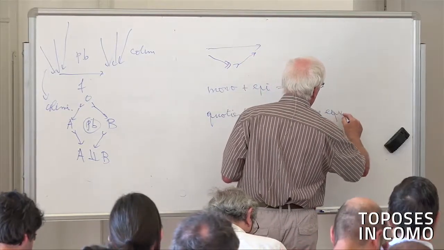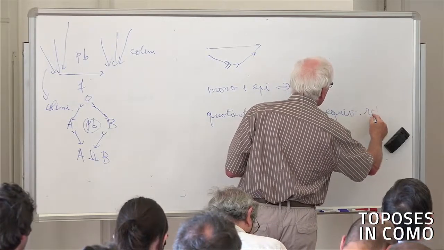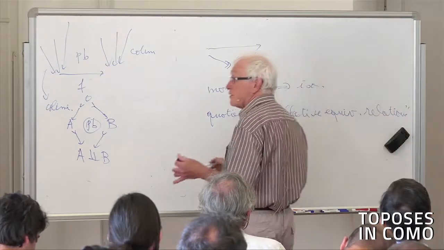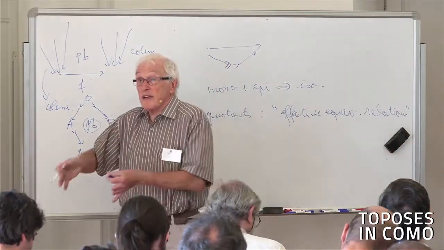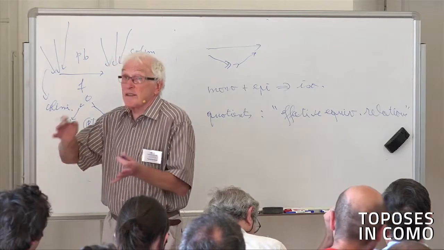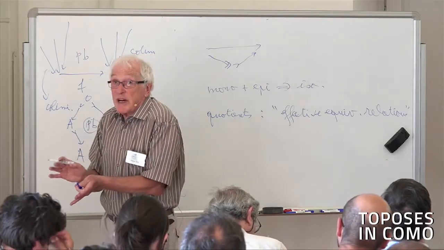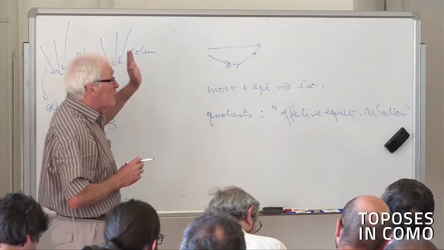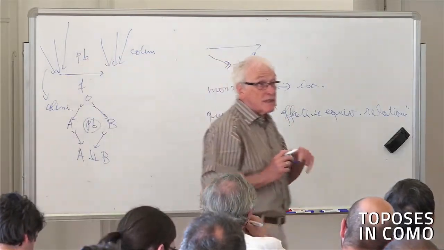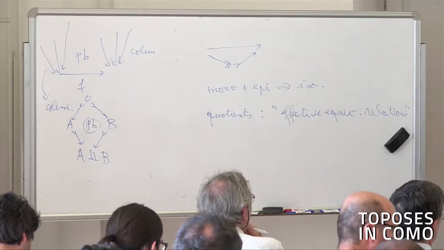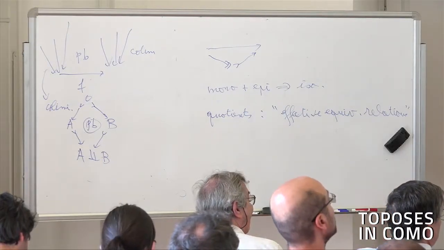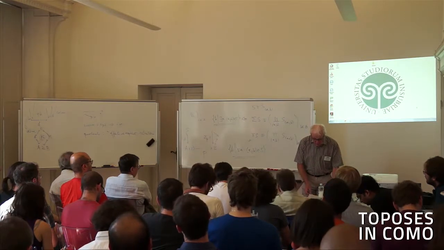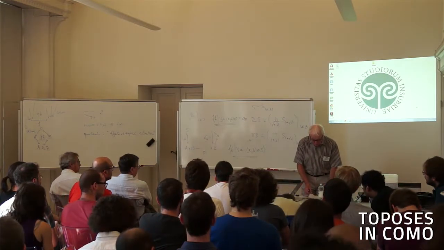Effective equivalence relation. So if you have an equivalence relation, you take the corresponding quotient, while the elements which are identified are exactly those in the equivalence relation, and so on. All those exactness properties that Laurent was describing yesterday are all valid in an elementary topos. And in general, it's not very difficult to prove.